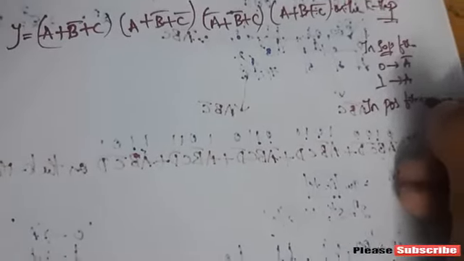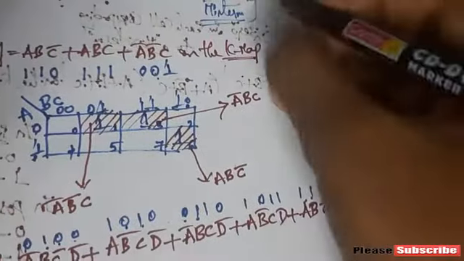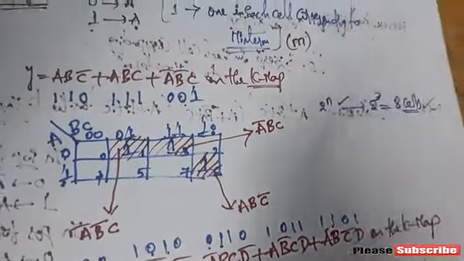Okay, in SOP form we know that 0 will represent A bar and 1 will represent A, but in POS form 0 represents A and 1 represents A bar. One more thing: in SOP form a min term is represented by a small m. Here in POS form a max term is represented by a capital M.